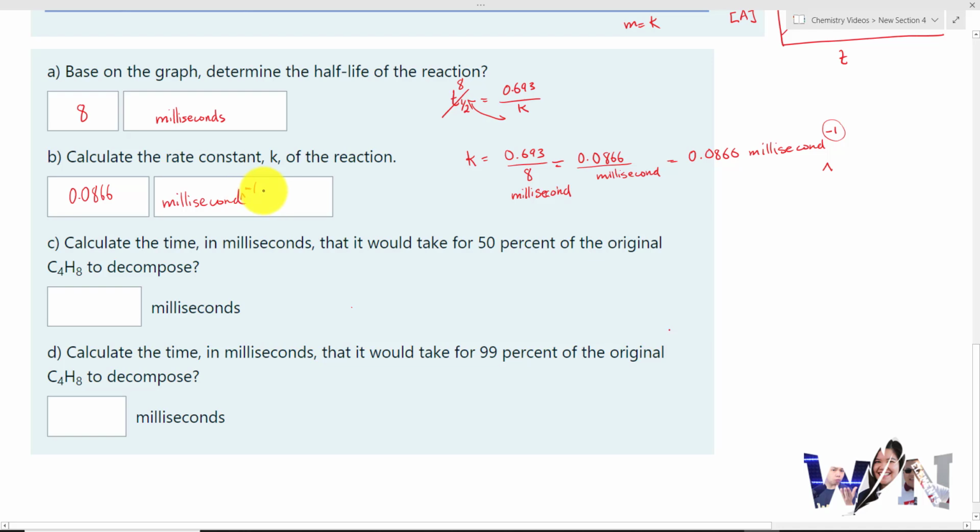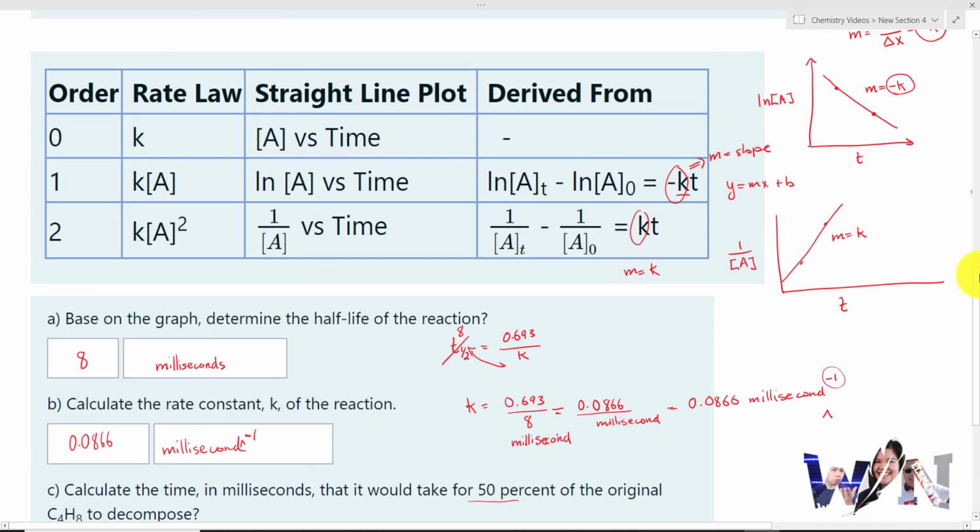The next question is, calculate the time in milliseconds that it would take for 50% of the original C4H8 to decompose. So let's go back to our table. This is given to you as well. We figured out the K constant from this graph, or in this case from this one, so you have multiple options to figure out the K constant. The next part is this right here, where we can determine each specific variable.